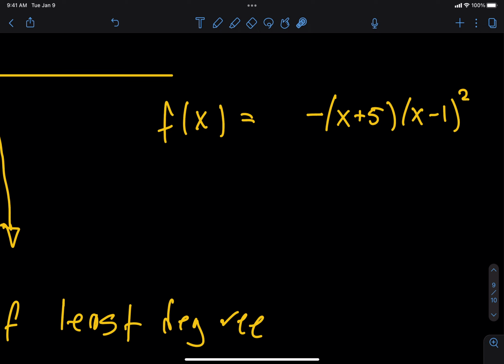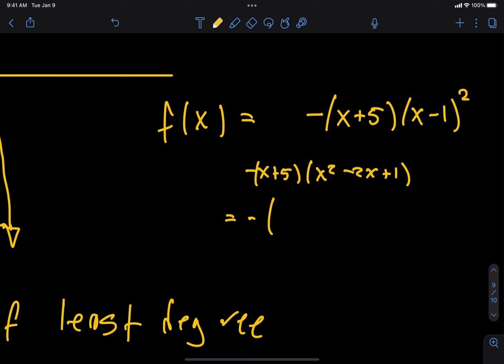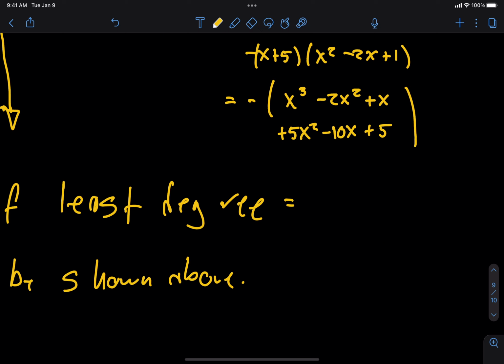We can just FOIL this out, right? This would be negative x plus 5 times x squared minus 2x plus 1. Not plus 2x, but minus 2x, sorry. And then this would be negative x cubed minus 2x squared plus x plus 5x squared minus 10x plus 5, which would be negative x cubed. All the x squared terms are negative 2 plus 5.